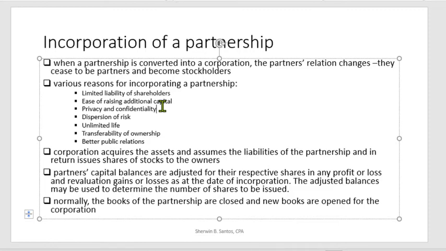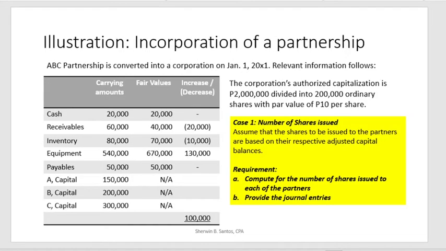The capital balances are adjusted for the respective shares in any profit or loss and revaluation gains or losses as of the date of incorporation. The adjusted balances may be used to determine the number of shares to be issued. So we have an illustration related to that. Normally, the books of the partnership are closed and the new books are opened for the corporation. Okay, let us illustrate this. ABC is converted into a corporation on January 1. Relevant information are as follows.